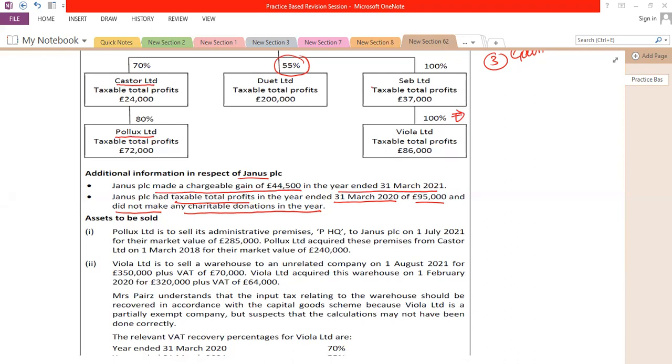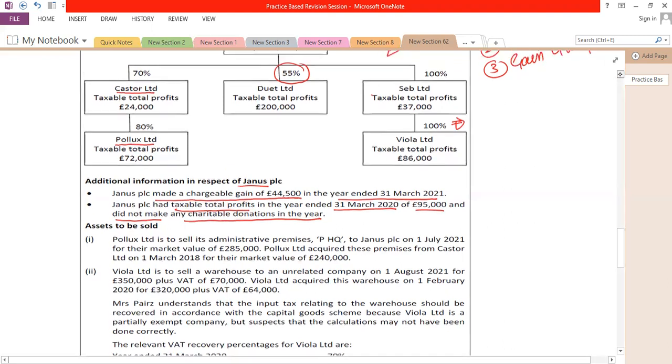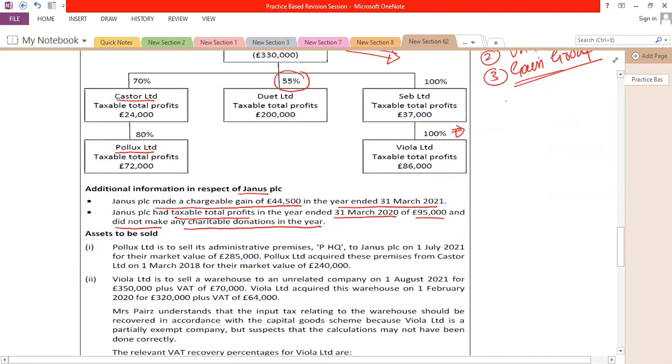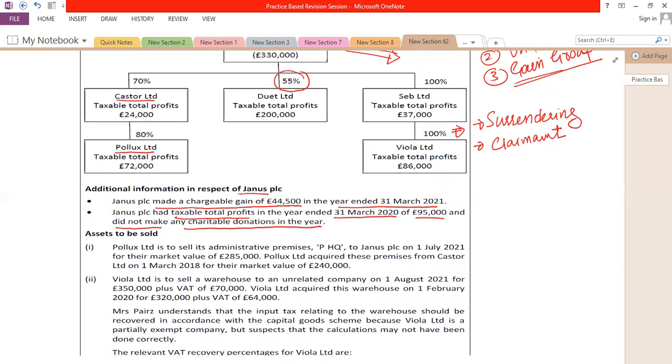So you have to time apportion how much loss you have to offset. In this background, two things are very important for group loss relief. One is you must know the rule for the surrendering company and the claimant company. How much can the surrendering company transfer in losses? First of all, this rule must be clear. How much can the claimant claim? This rule must be very clear.